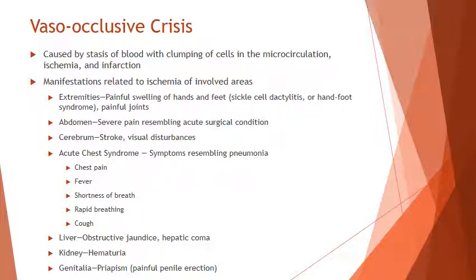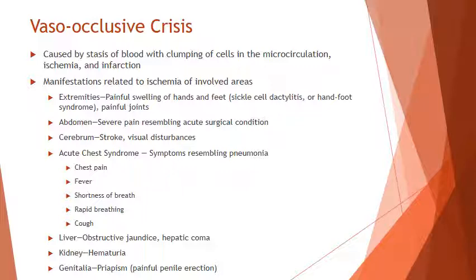A vaso-occlusive crisis is caused by stasis of blood with clumping of cells in the microcirculation. Ischemia results in infarction. So as those cells clump, it will cause tissue damage and infarction and more hypooxygenation. Manifestations related to ischemia of the involved areas will be exhibited such as the following. In the extremities, they will have a painful swelling of hands and feet, painful joints.